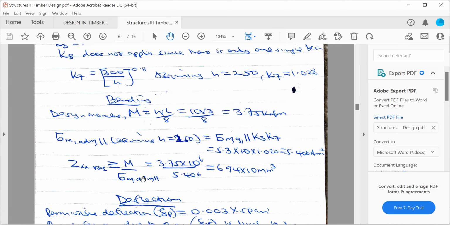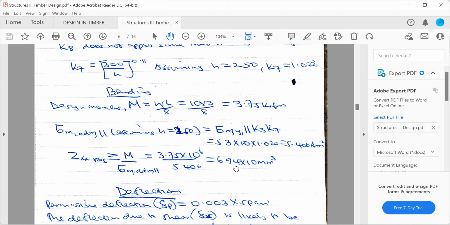So now when we divide these, you find it will be 694 times 10 millimeter cube. So this will be our ZXX. This is the section modulus. Now, you have to keep this one here. So when we go to the table of section property, we look at a section with a depth of 250, but with ZXX, the section modulus along the XX axis, slightly above this value here, which is 694.